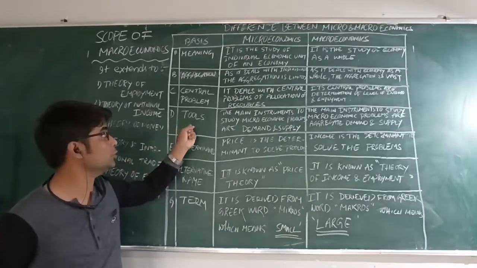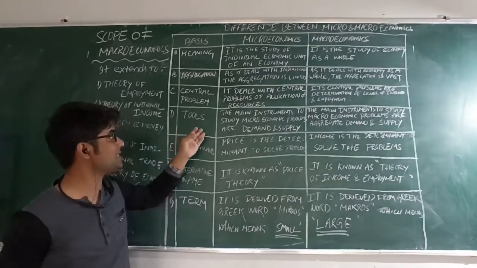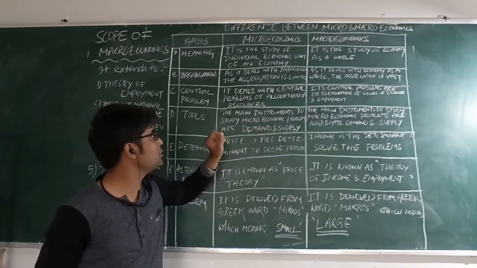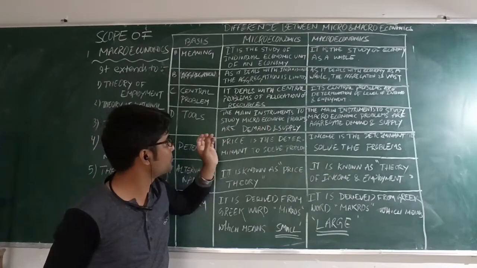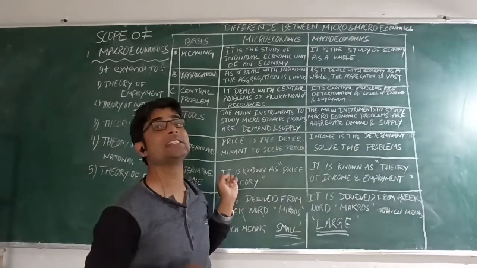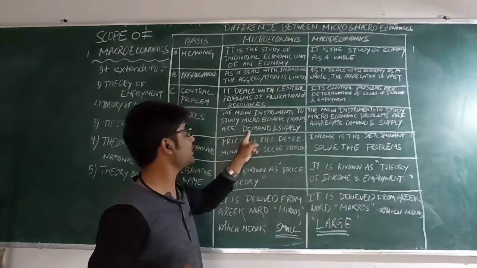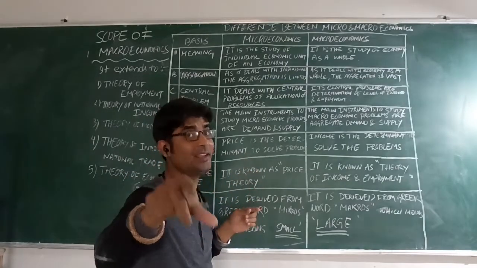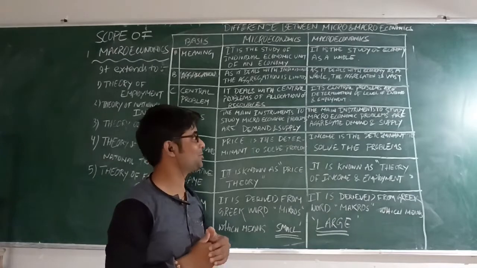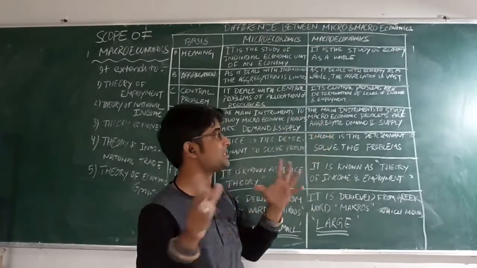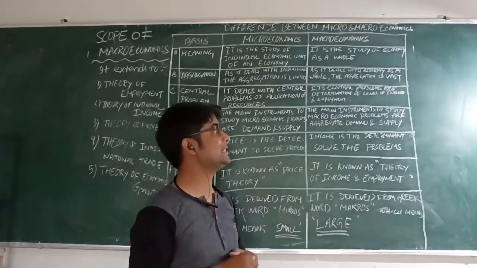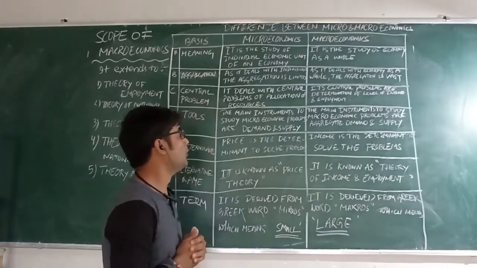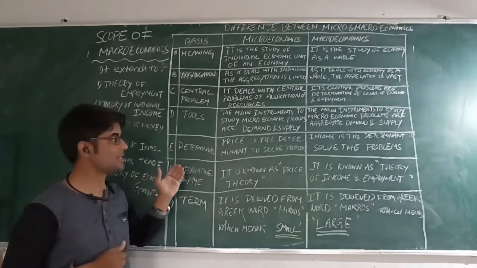Now we are focusing on the fourth basis. The content is tools. When we adopt this as a basis, microeconomics is using instruments to study the microeconomic problems of demand and supply. We have already discussed demand and supply in the 11th microeconomics paper also. And when we are thinking about the macroeconomic scenario, it is mostly focusing on aggregate demand and aggregate supply. Is it clear?